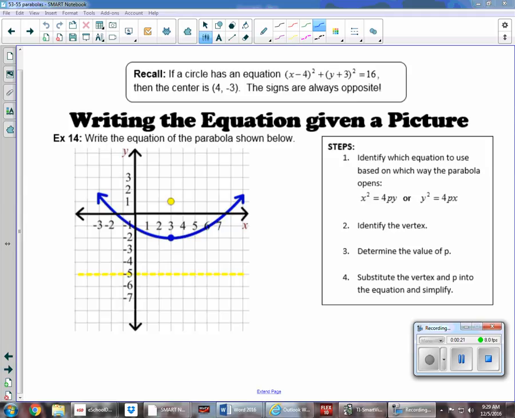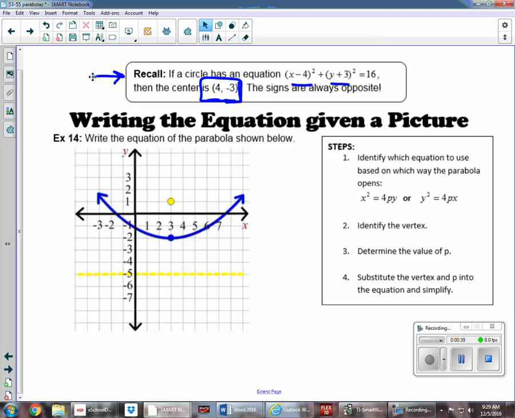When we were given an equation of a circle, we always found the center to be the negated values of the x and y parentheses. For example, the -4 became a +4, and the +3 became a -3 when determining what the center of that circle was. Today, what we're going to do is start with writing the equations of parabolas given a picture.